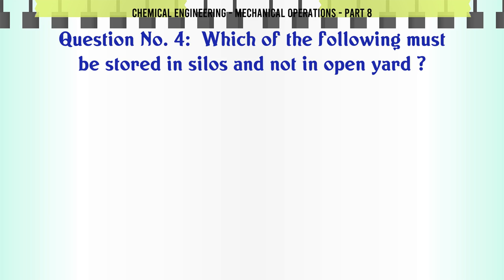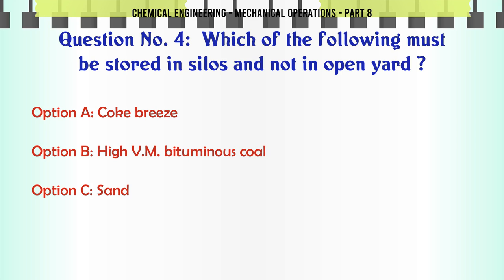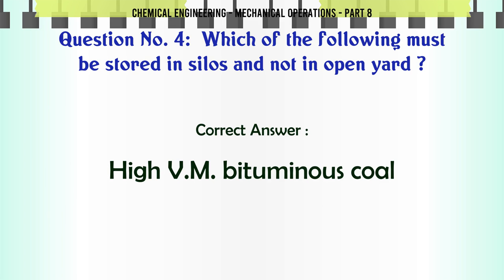Which of the following must be stored in silos and not in open yard? A. Coke breeze. B. High VM bituminous coal. C. Sand. D. None of these. The correct answer is high VM bituminous coal.